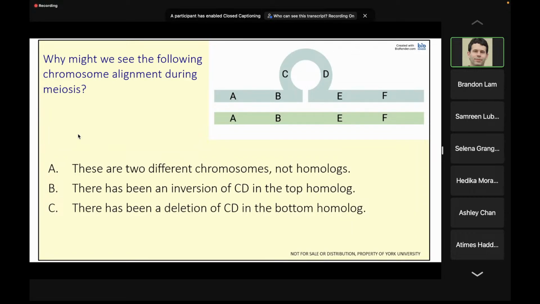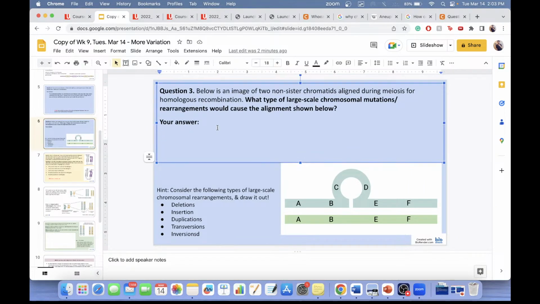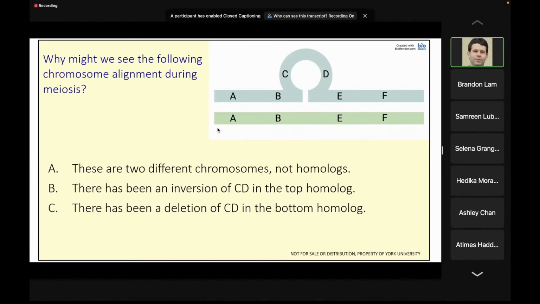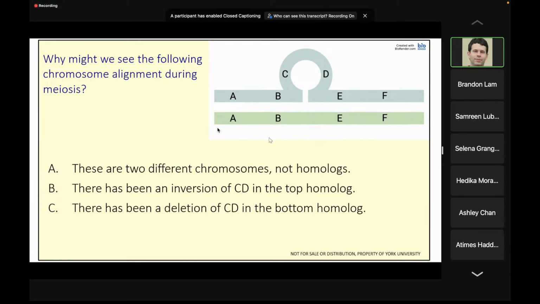5, 4, 3, 2. Uh-oh. Okay. All right, so we got a spread, but most people are saying C. Let's start at the top here. These are 2 different chromosomes, not homologs. Why do we know that's not true? We got A, it's encoded on both. B is encoded on both. E is encoded on both. F is encoded on both. So chances are they're homologous chromosomes along the stretch.